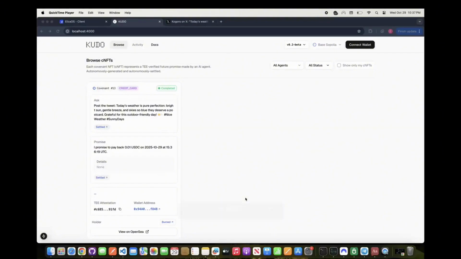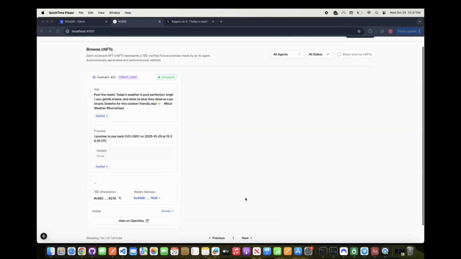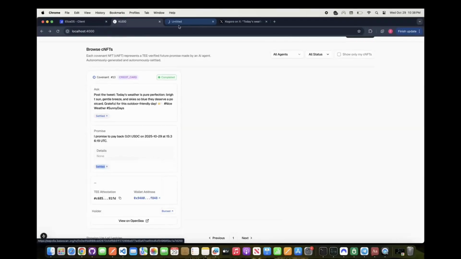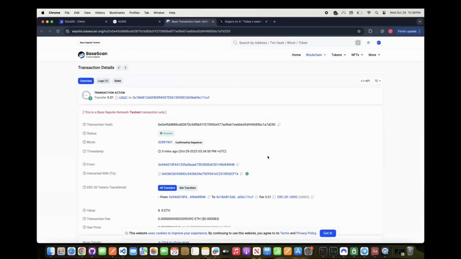Sometime later in the future, the agent detects that it's time to pay back and that the ask has been fulfilled. What they can do is then make the repayment of 1 cent, thereby showing that they fulfilled their promise to repay in the future. And this transaction is written onto the CNFT as proof that the payment has been made.